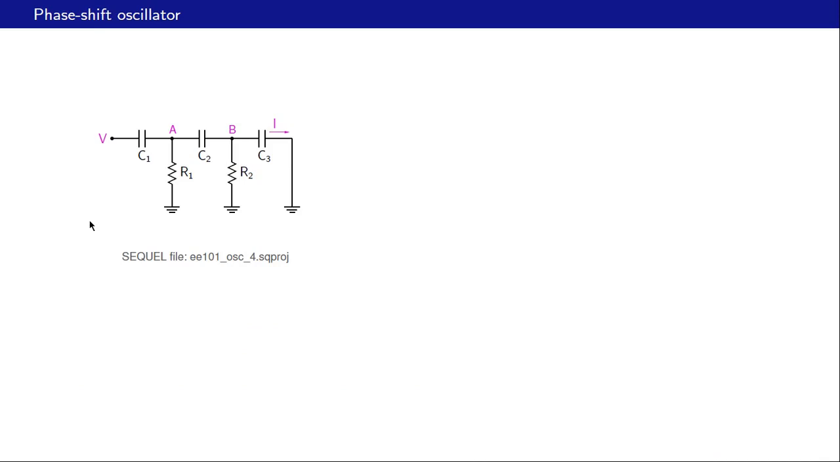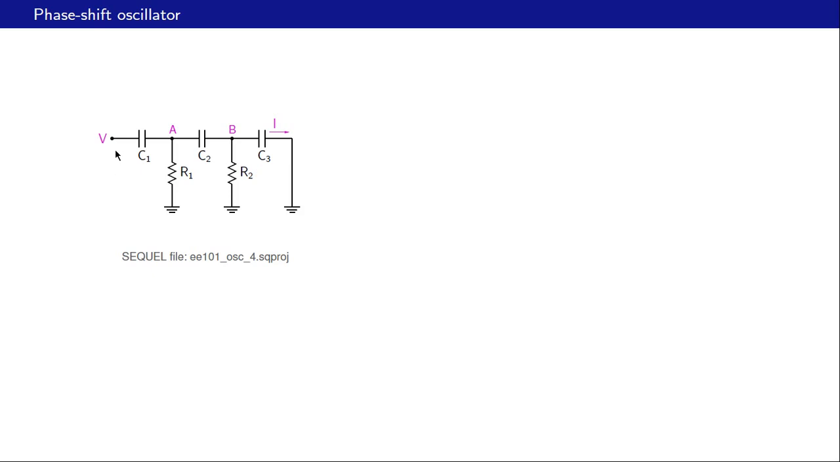Here is another commonly used beta network, and that forms the basis of this circuit called the phase shift oscillator. We will look at the entire circuit later. For now, let us just focus on this beta network.